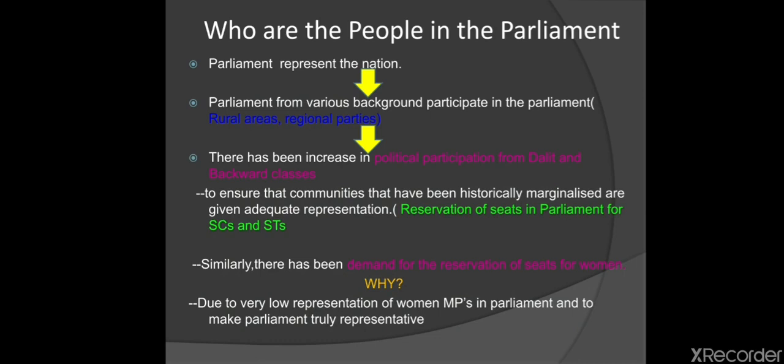So why should they get reservation? Because of the very low representation of women MPs in parliament. Still there is very low representation of women MPs in parliament, and to make parliament truly representative, if all the sections of the society are participating equally in the parliament, from the men section, from the women section, from the lower section, then only we can say that parliament is truly representative.